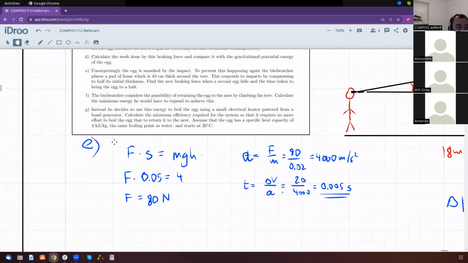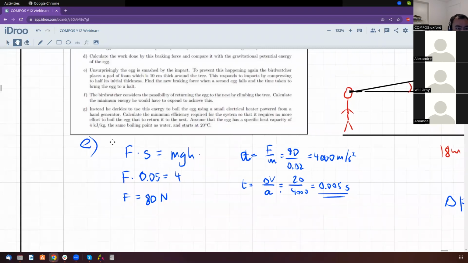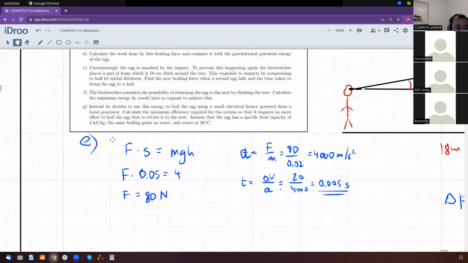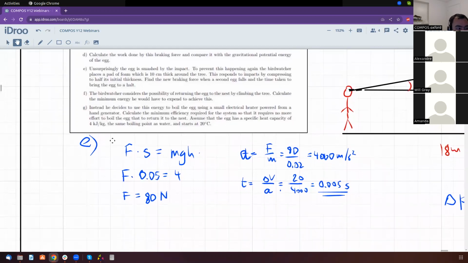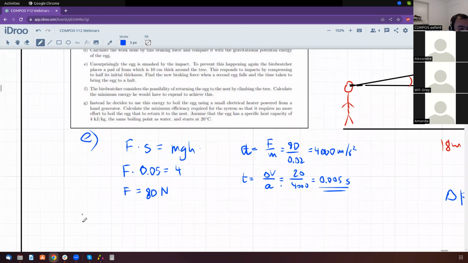The birdwatcher considers the possibility of returning the egg to the nest by climbing the tree. Calculate the minimum energy he would have to expend to achieve this. So F. Well, that's mgh. That's easy. Mgh, that's equal to 100 kilograms, I believe.